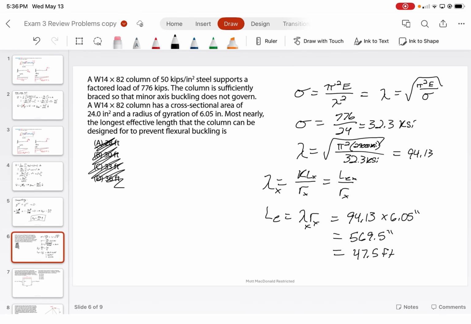Again, the other way you could have done it is by calculating I using r squared A. That just comes from r is equal to the square root of I over A, or r squared is equal to I over A. And then from there, setting the 776 equal to pi squared EI over KL squared, rewriting it just to solve for KL, and you would have gotten the same answer. Make sense?